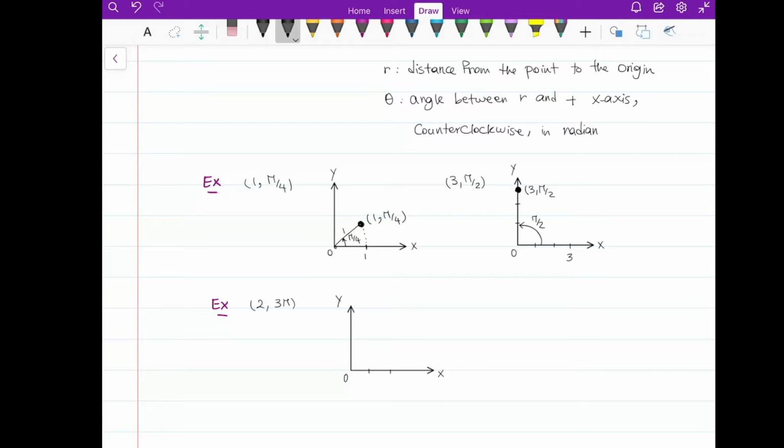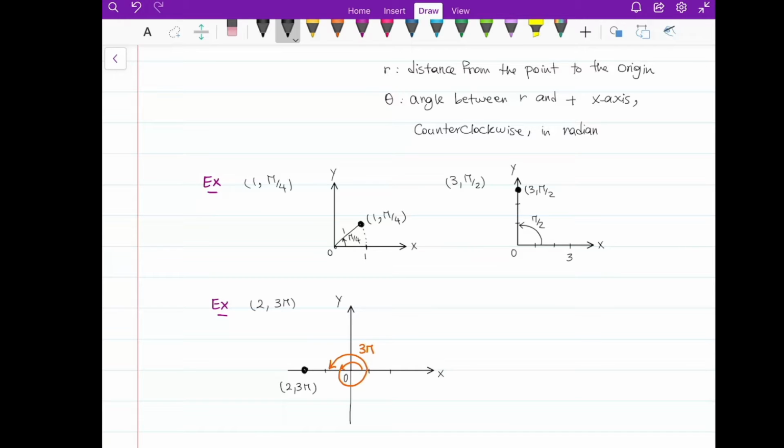Let me have the negative x-axis as well, and actually let me have the negative y-axis. It would be good to have this one as well. So this is pi, up to here is 2 pi, and then we come back here, which would be 3 pi. So this is the angle 3 pi, and then 1 and then 2. So the point (2, 3 pi) is right there.